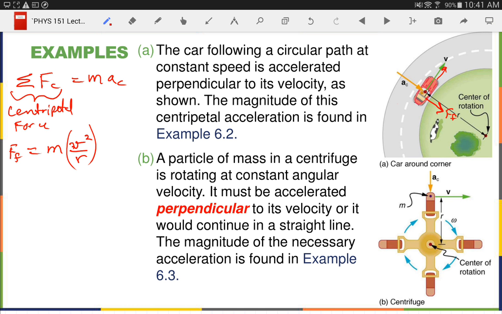Okay, so we have that centripetal acceleration, which is the acceleration necessary to go in a circle.